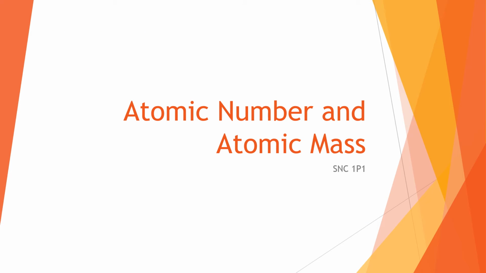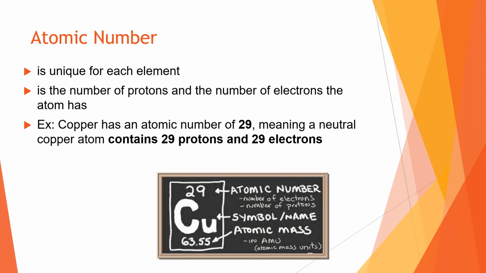Okay, now we're going to talk about atomic number and atomic mass. So we're going to be using the periodic table a little bit more here, and we're going to be able to pick out specific information in regards to the number of protons, electrons, neutrons, the atomic number, and the atomic mass of specific elements. So the atomic number is unique for each element. It is the number of protons and the number of electrons the atom has.